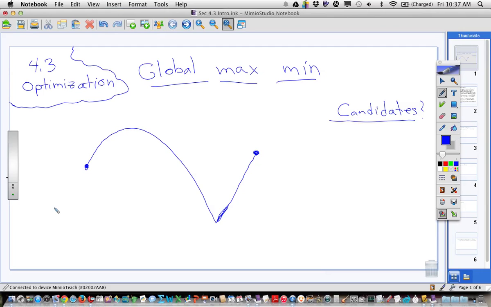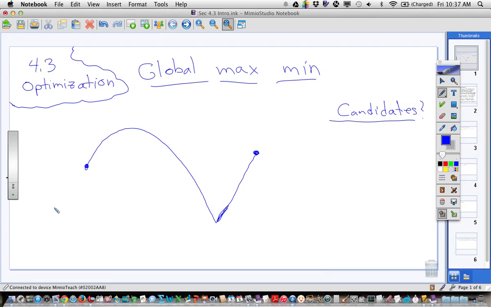All right? So first, we need to review what it means to find a global max or min, because that's what we're going to be finding. We're going to be finding maximums or minimums of functions. And we've already done that, so this part of it should just be reviewed. Okay? So we'll start with that.